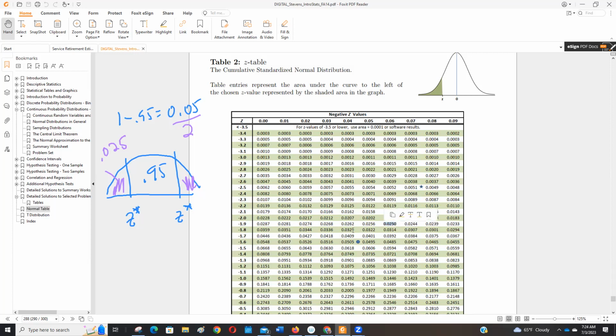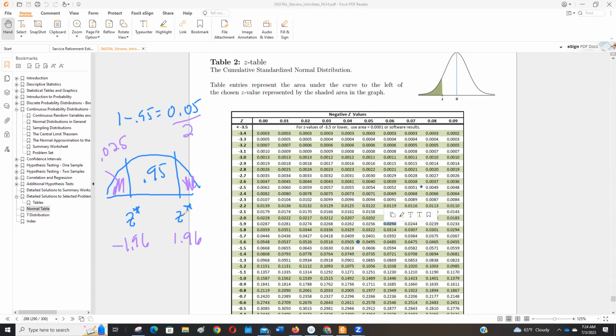That never happens. So the z-score is negative 1.96. So this z-score here is negative 1.96. And because of symmetry, this is going to be positive 1.96. Now, don't take my word for the symmetric part.